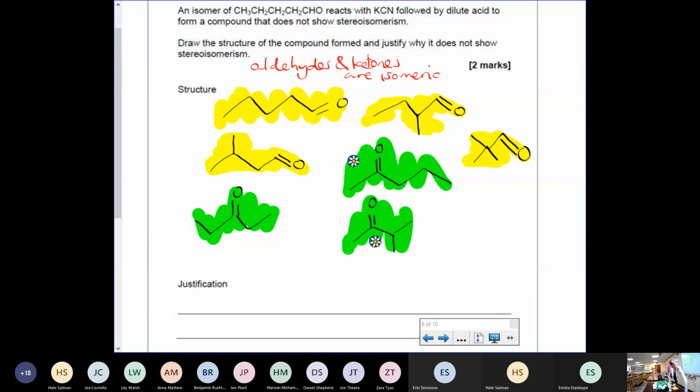If you do the reaction with KCN, you'll end up in both those molecules with a chiral carbon. The only one where you don't is the one where the ketone is symmetrical, and that is pentan-3-one. Pentan-3-one has two ethyl groups either side of a central carbonyl. So if you do a nucleophilic addition at that carbonyl group, then the product you get will not have 4 different substituents. It will only have 3.